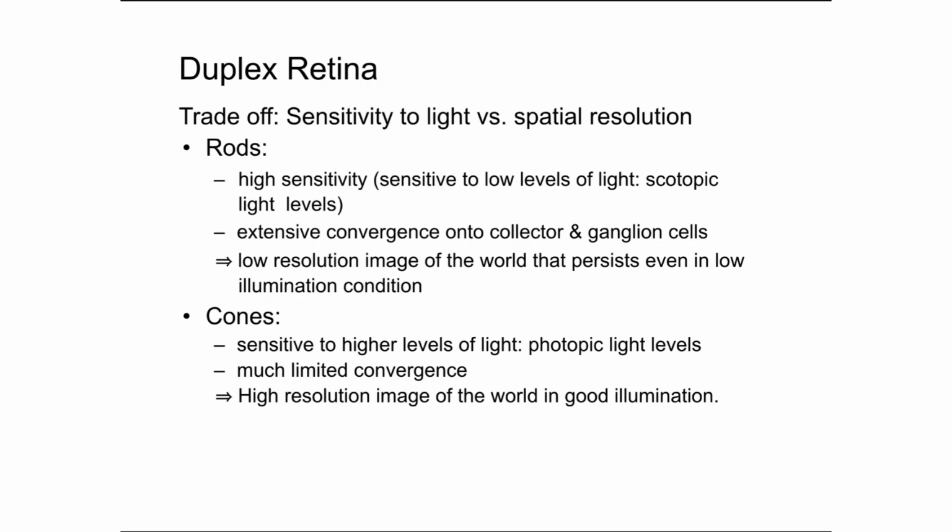Further on the duplex character of the retina, we said rods have extensive convergence onto collector and ganglion cells, but cones have much more limited convergence to these collector cells and ganglion cells. Because of that, cones have a high resolution image of the world in good illumination, and rods have a low resolution image of the world that persists even in low illumination conditions.